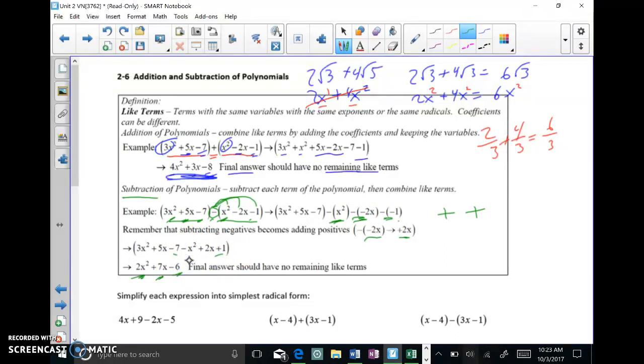is negative 6. So, you know, sometimes I've taught in the past too, of anything after the subtraction sign, just change all the signs. So like this x squared minus 2x minus 1 becomes a negative x squared plus 2x plus 1. See, all the signs on there changed because that's what happens when you subtract something. All right, so let's try a couple of examples.